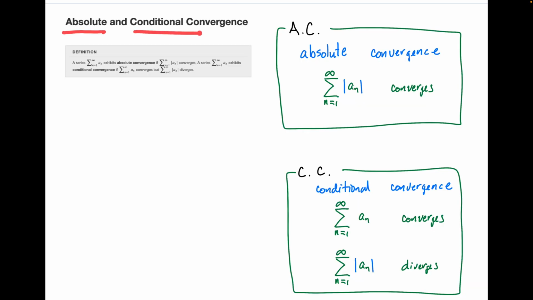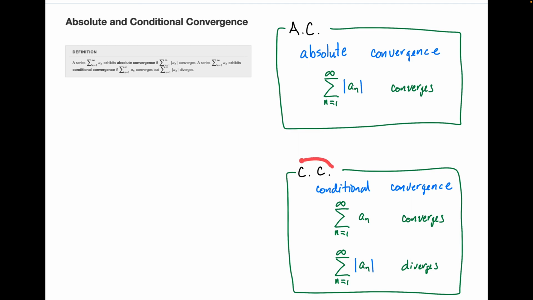Absolute and conditional convergence, otherwise called AC and CC. We have the definition of AC and CC. A series is absolutely convergent if, when you put absolute values on all the terms you're adding up, you still have a convergent series. In this situation, the given series is AC.